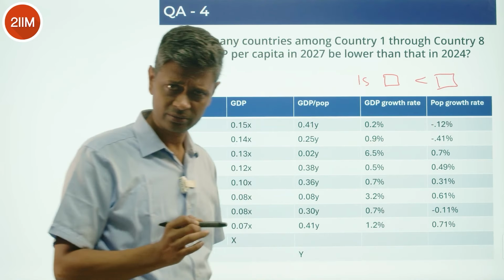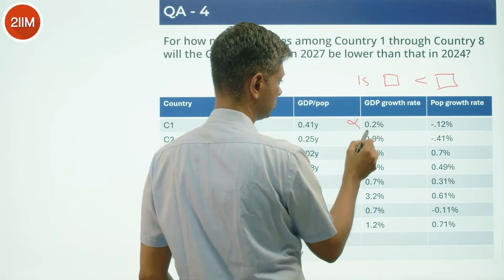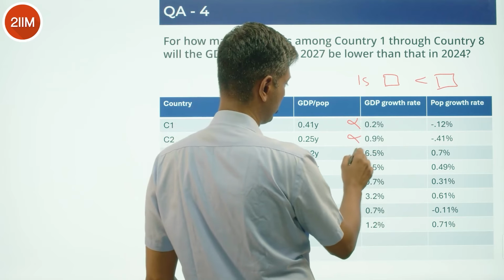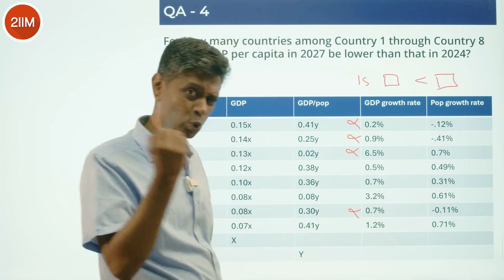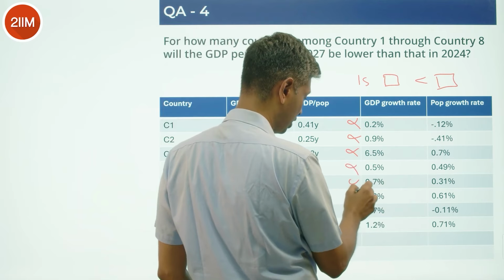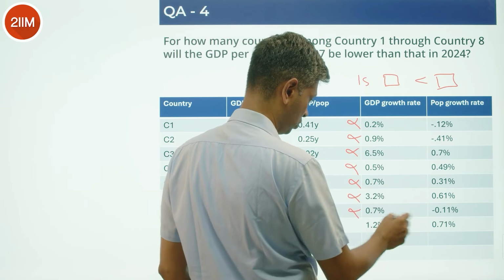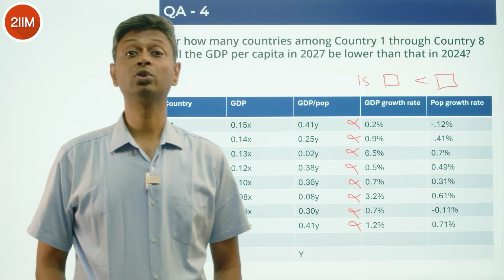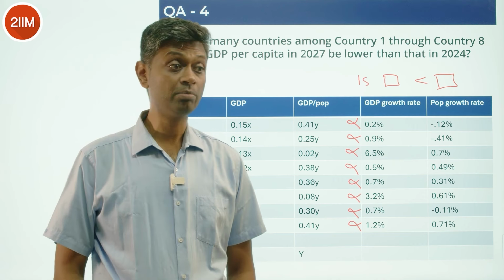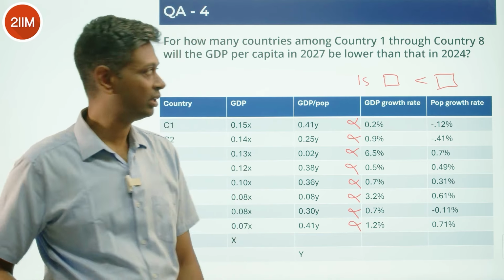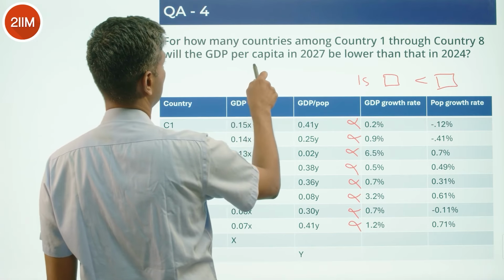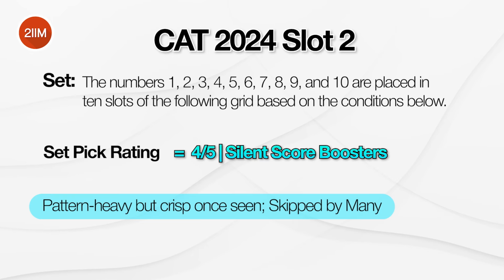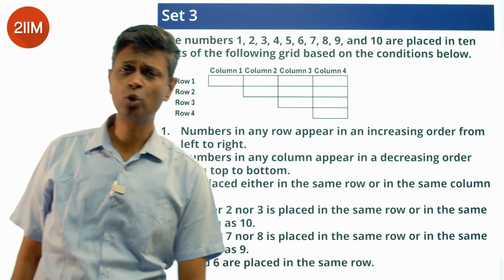In how many instances? 0.2 minus 0.12, 0.9 minus 0.41. All the negatives, all these are positive, negatives I remove. 6.5, 0.7, no. 0.5, 0.49, close, but no. 0.7, 0.31, no. 3.2, 0.61, no. 1.2 points. All of these countries, whether they've grown really well or only mildly, GDP growth rates have been higher than population growth rate, so GDP per capita is going to increase, not decrease. How many cases will it be lower? 0. Lovely. Let's go to the next one.